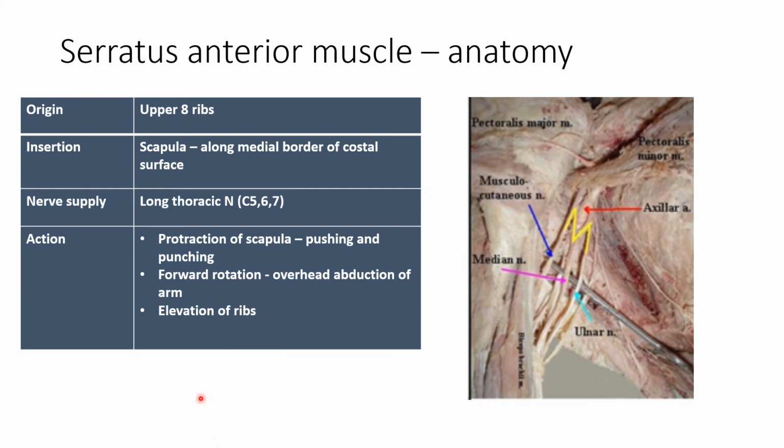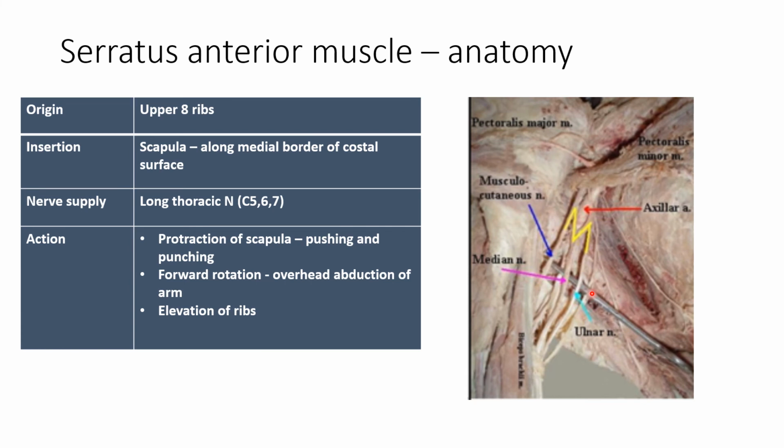Now let us look at the other muscle of importance which we have seen in relation with the scapula, that is the serratus anterior muscle. And what is its origin? It arises from the upper 8 ribs. And then where does it get inserted? It is inserted into the scapula, as we have seen, along the medial border of the costal surface.